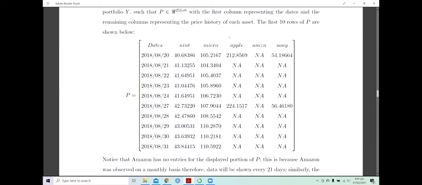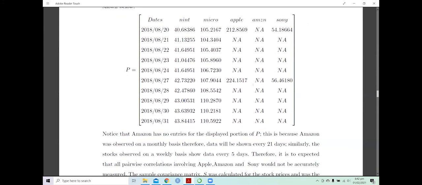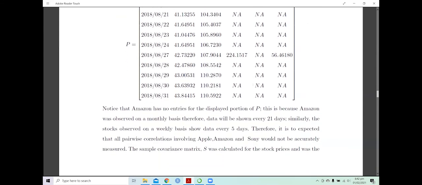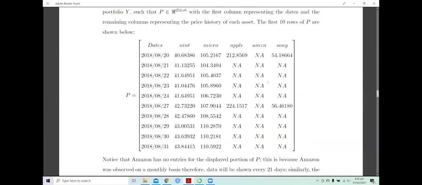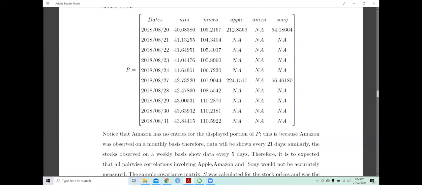So any correlation metrics between Nintendo and Amazon would be very poorly measured, because automatically you're seeing that they don't have plenty of matching points here. The same goes for Microsoft and Amazon, or Nintendo and Apple. This happens a lot in practice because of the sheer size of the portfolio. This is just a portfolio of 5 assets, so very scalable and very forced.